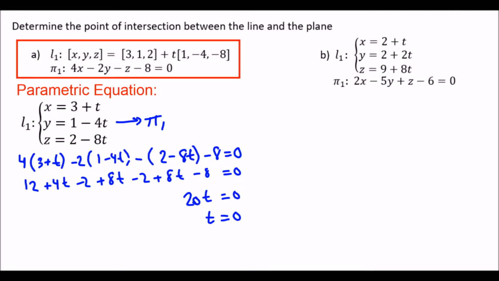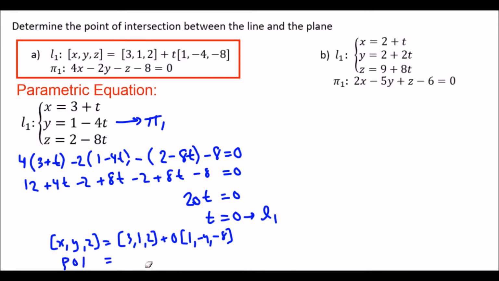Well, I take this and put it back into line 1, and if I do this, I get (x, y, z) = (3, 1, 2) + 0(1, -4, -8). So here my POI will be (3, 1, 2). So this is the point of intersection between line 1 and plane 1.